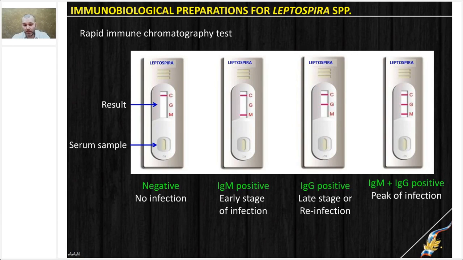And if you have all three strips positive, it means that IgM is still present and IgG has already appeared. It is the peak of infection. The disease is not in an early stage, it is in the middle, average stage, or maybe it is the start of decreasing symptoms, and IgM will decrease, IgG will increase with time. So again, it is a diagnosis, and the subject requires medical attention and proper therapy.